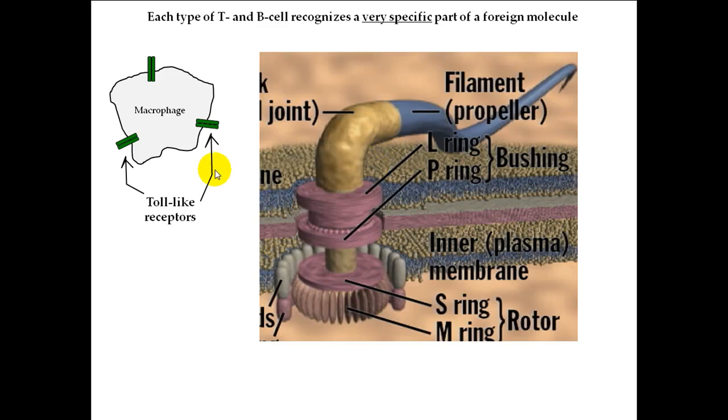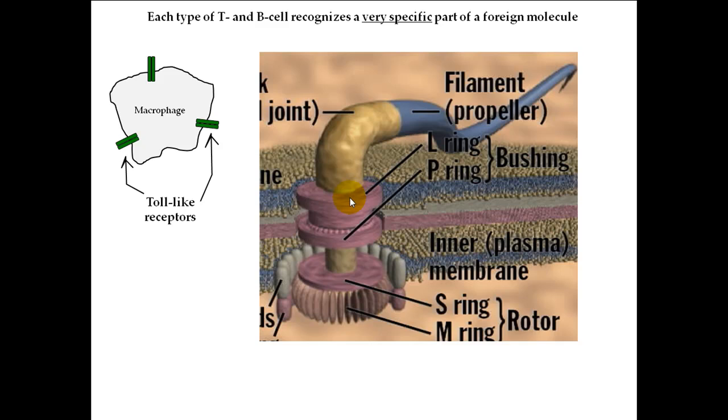So the way that B cells and T cells, though, recognize foreign things is a little bit different. Like we mentioned, they're more specific. They go beyond being able to just say, oh, I can recognize this generally as a foreign molecule. Instead, B and T cells actually recognize specific parts of this flagellum that make it foreign.